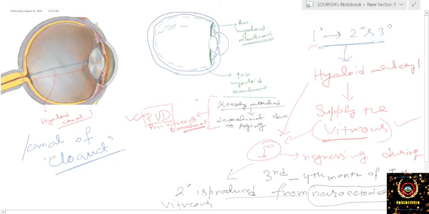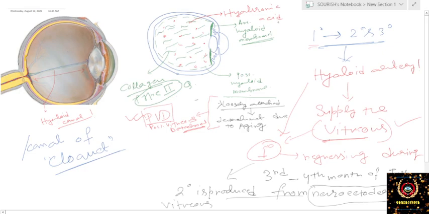collagen bundles are present here. Collagen bundles are abundant inside this vitreous cavity. So which type of collagen? Type 2 collagen is present, and some acid crystals are also present inside this vitreal cavity or vitreous humor. Along with these type 2 collagens, these are called hyaluronic acid crystals.